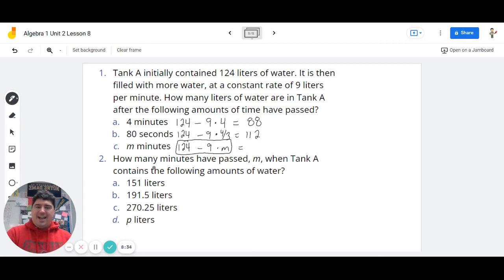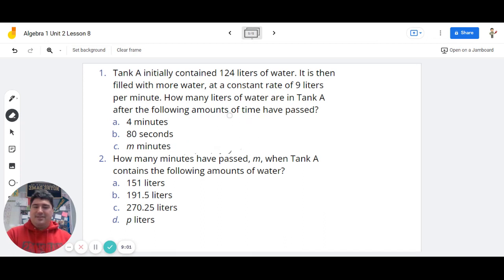Okay. How many minutes have passed in time M when tank A contains the following amounts? Well, we're going to use the same setup here. So if there's filled with more water. What a mistake. Silly me. Okay, so it's not actually subtracting. I wanted to find out if it was taking out of the tank, but nevertheless, we were able to solve it that way. Oops, my bad.